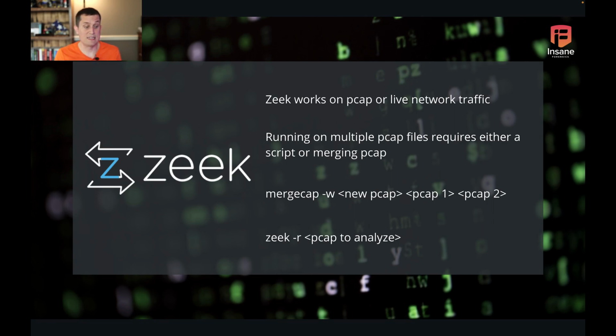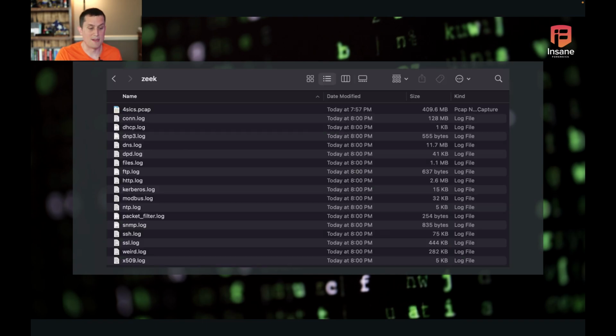And then to actually use Zeek to generate the logs, it's really just a matter of calling zeek -r and giving it the PCAP that you want to analyze. There are other commands if you want to run it on the Ethernet interface itself. We're not going to talk about that today, but reading from a PCAP is as simple as running zeek -r against that PCAP.